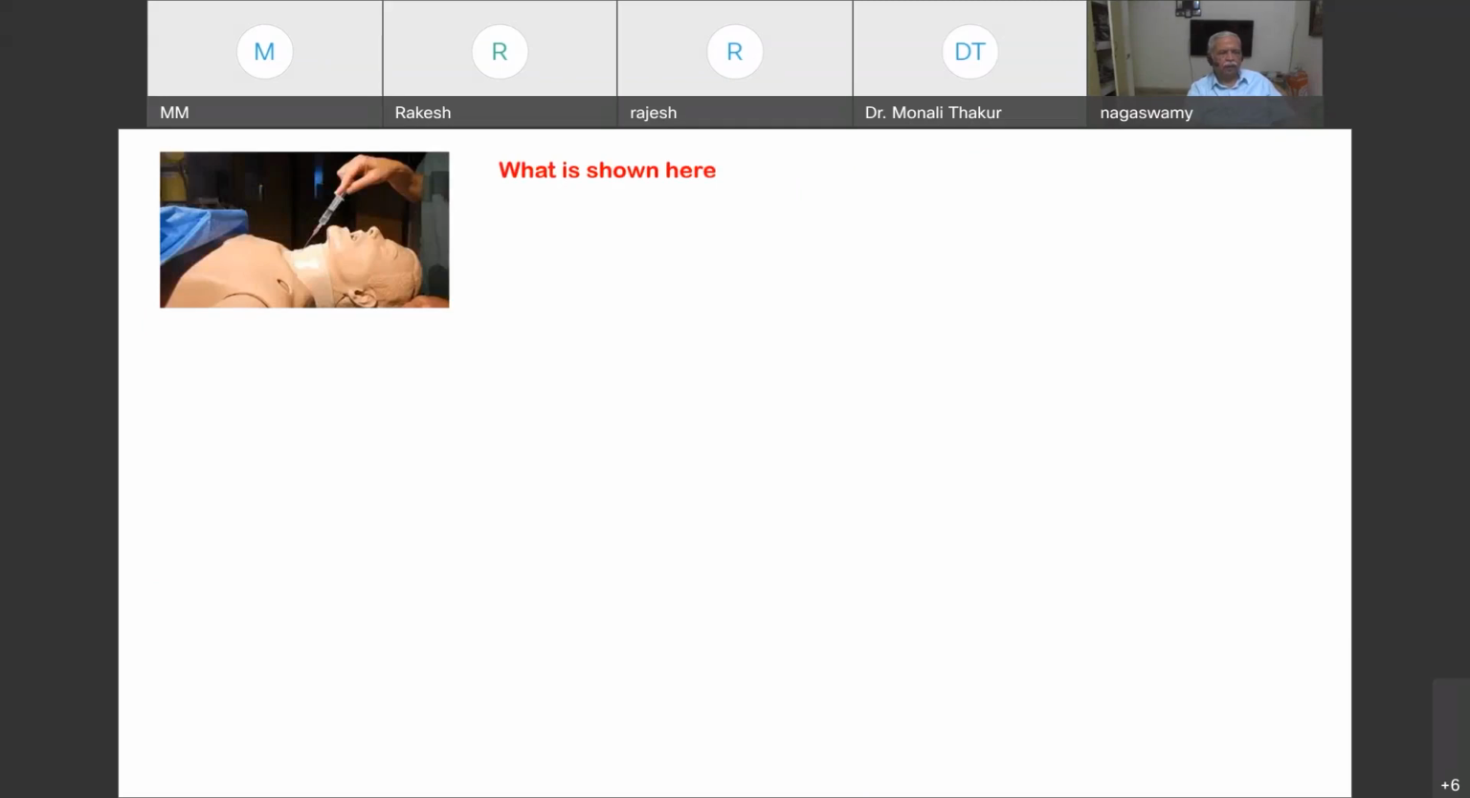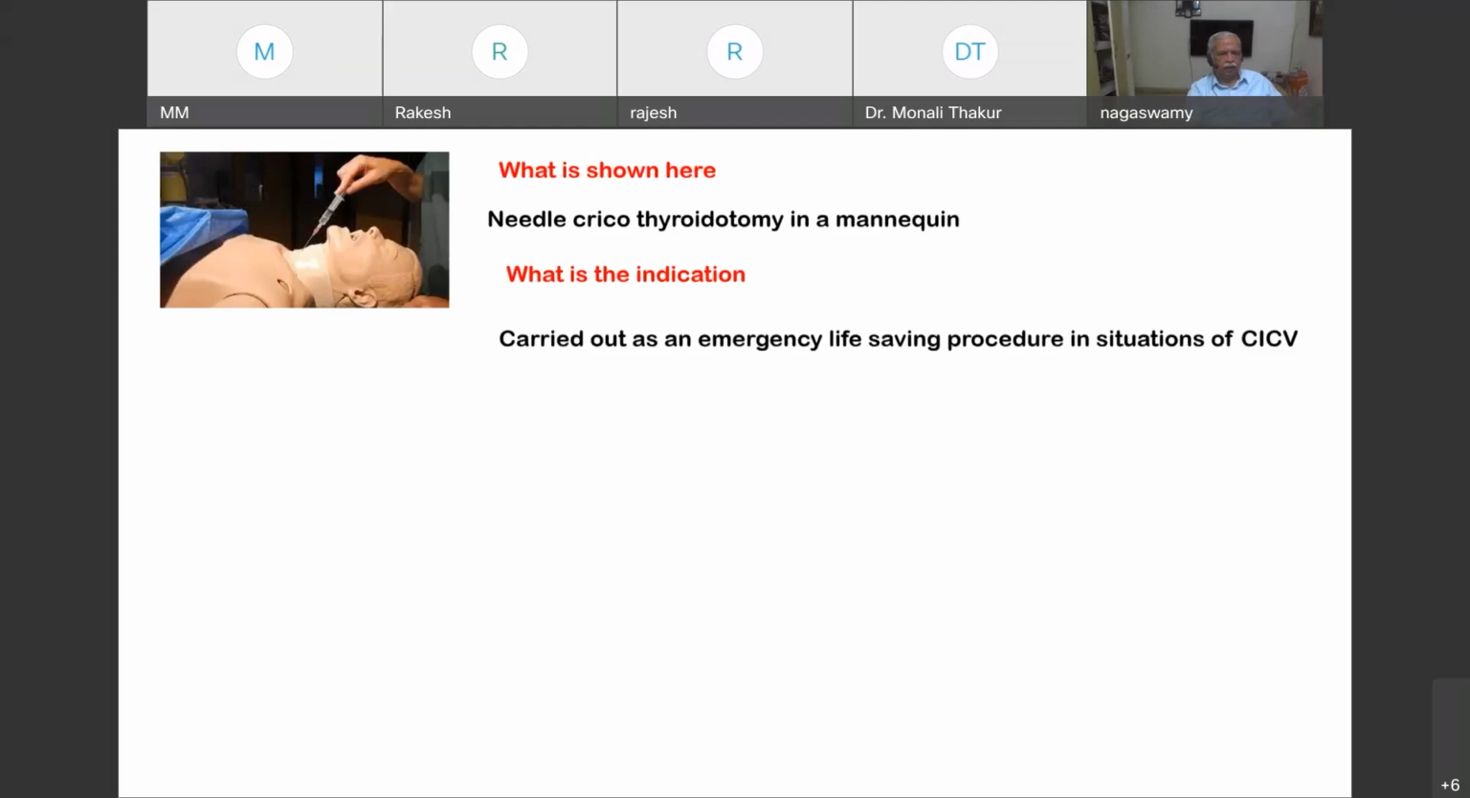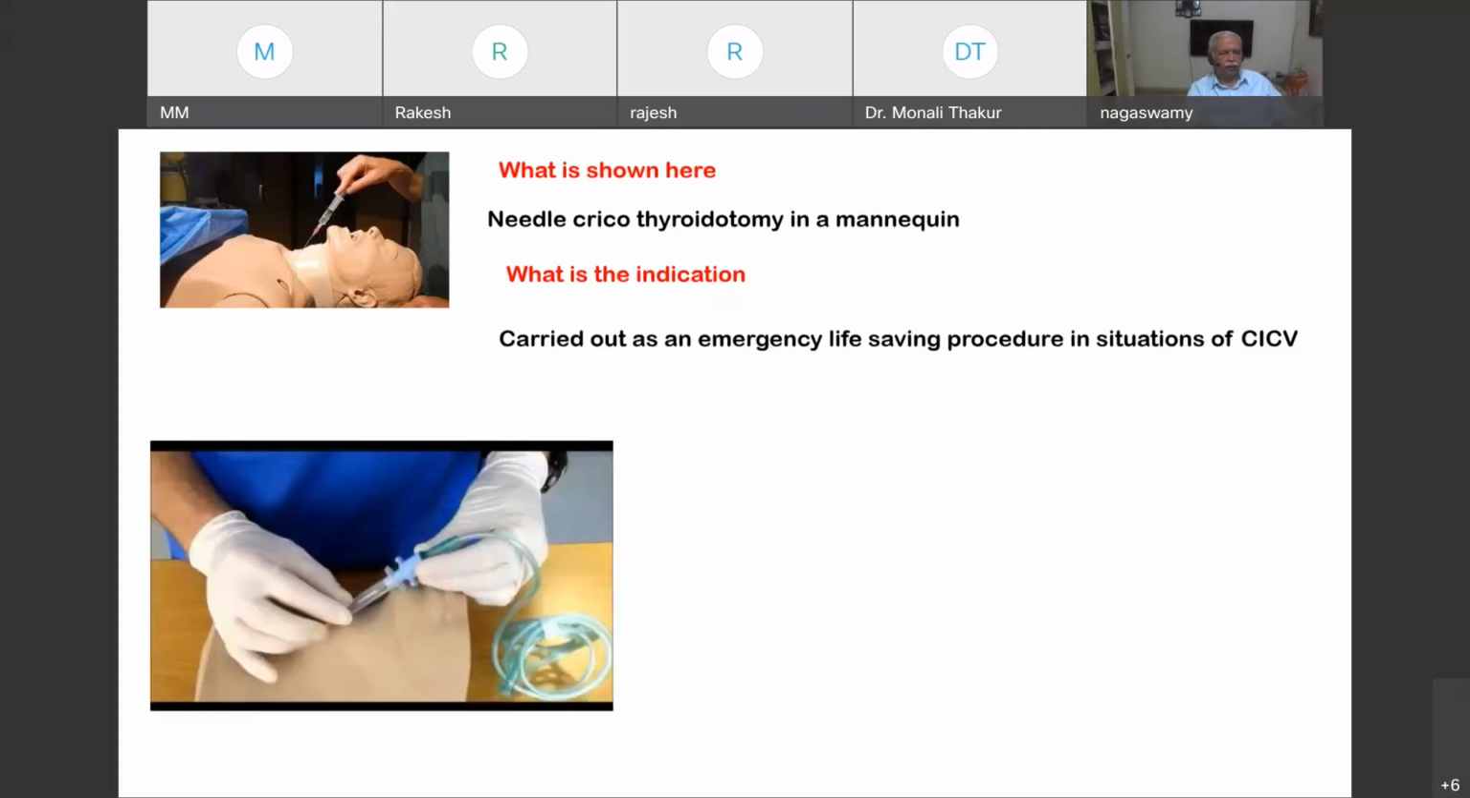Cricothyroid puncture. Cricothyroidectomy in a mannequin. Okay, needle cricothyroidectomy. So what is the indication? When will you do a cricothyroidectomy? Mostly cannot intubate, cannot ventilate. Yes, very good. It is carried out as a life-saving procedure in a can't intubate, can't ventilate scenario.